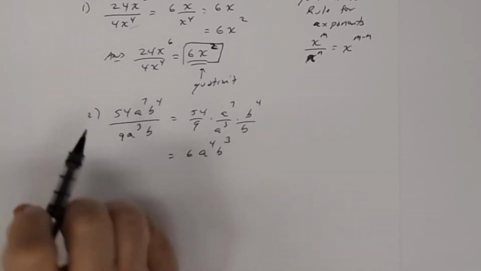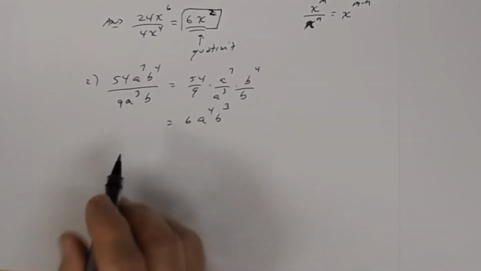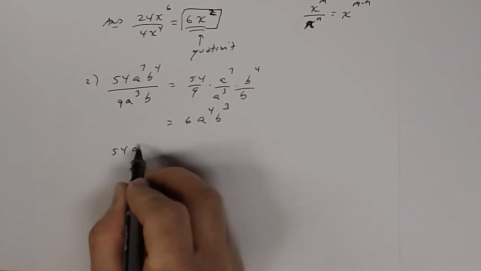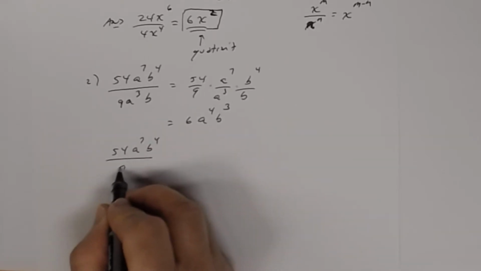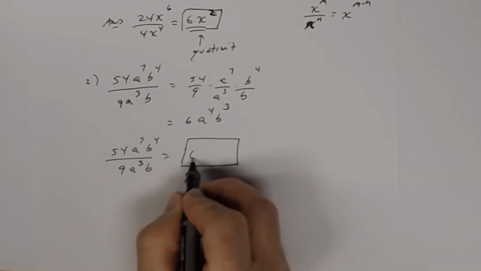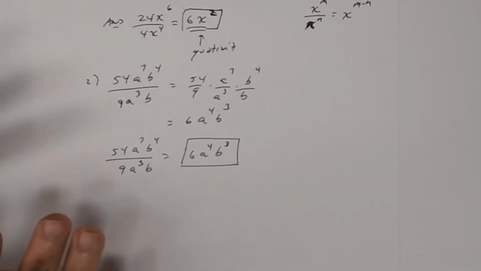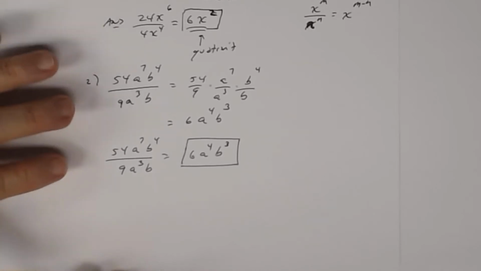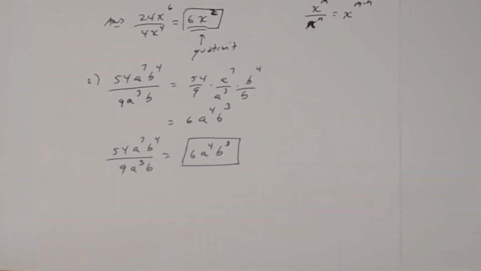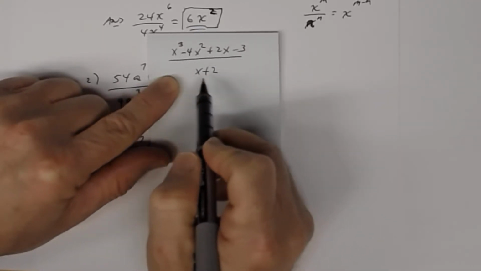So when you divide a monomial by this monomial, you get this. So we have 54a to the seventh b to the fourth divided by 9a cubed b, and that equals 6a to the fourth b to the third. Now, these skills that you're reviewing, or that you may be learning for the first time, because these were actually in previous courses, are going to be important when we start dividing a polynomial by another polynomial with more than one term.